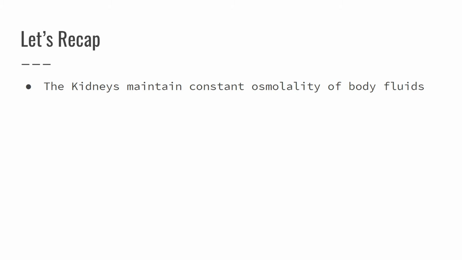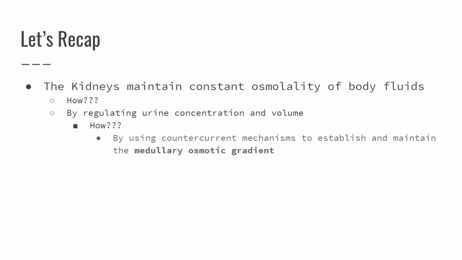So, to say everything I just said all in one slide: the kidneys maintain constant osmolality of body fluids. How do they do this? By regulating urine concentration and volume. Remember, when we're dehydrated, it's a small volume of concentrated urine. When we're overhydrated, it's a large volume of dilute urine. How are they able to do that? By using countercurrent mechanisms to create a gradient, the medullary osmotic gradient.